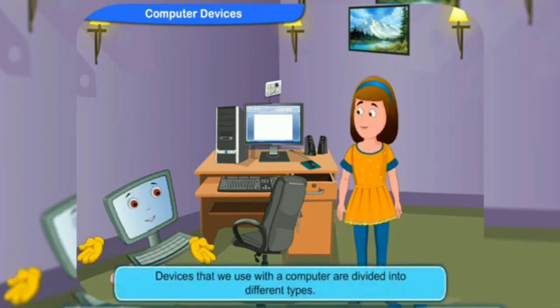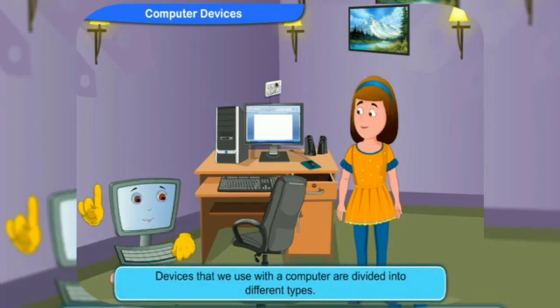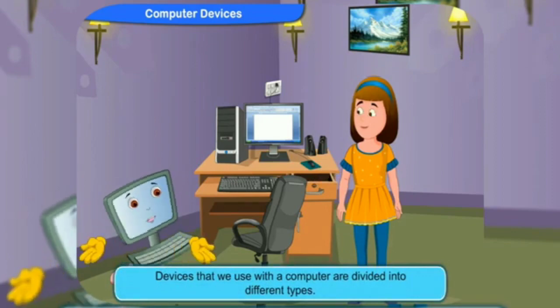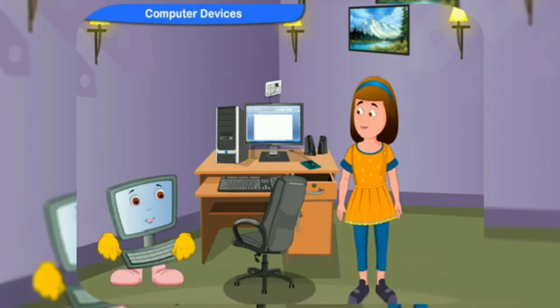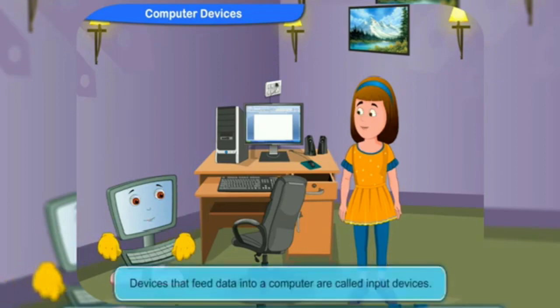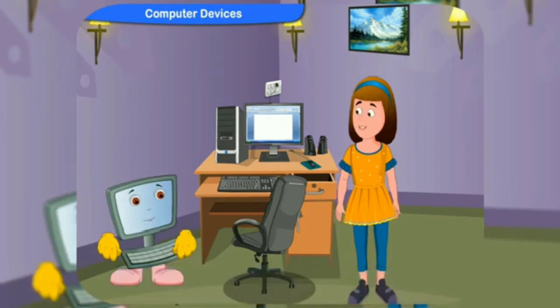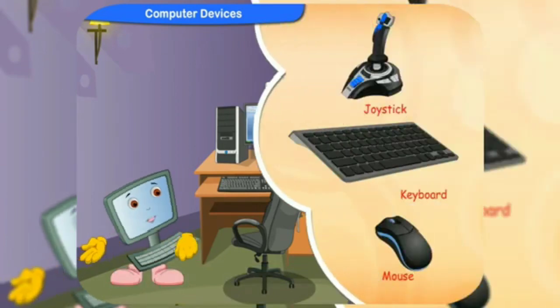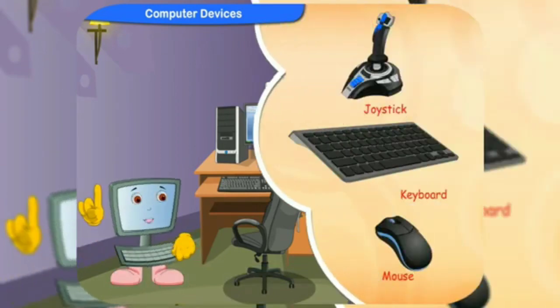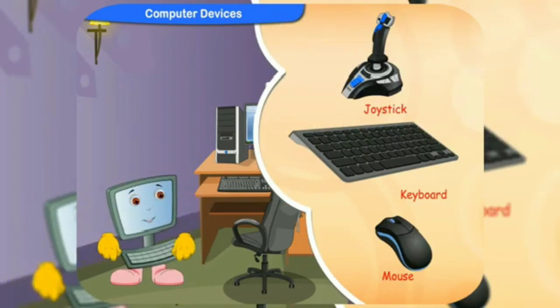Look, Rennie, the devices that we use with a computer are divided into different types. Let us first discuss input devices. What are input devices? Devices that feed data into a computer are called input devices. What kind of devices feed data into a computer? Why? The keyboard, the mouse, or a joystick. They are all used to feed data into a computer. So, they all are input devices.